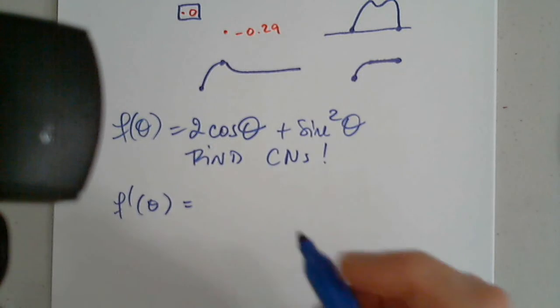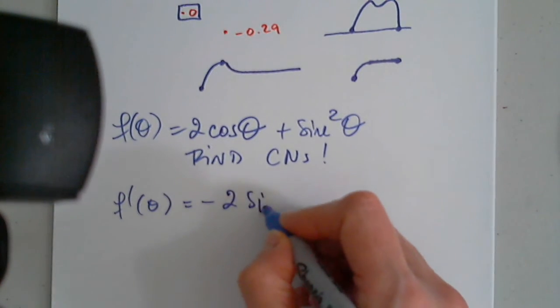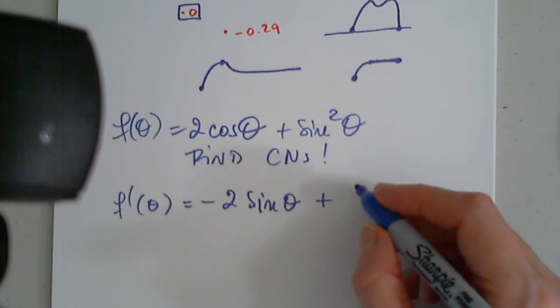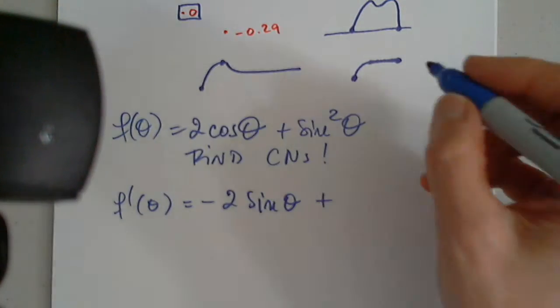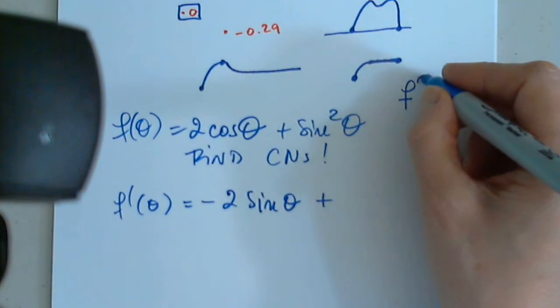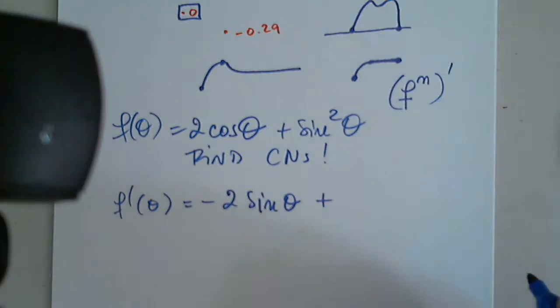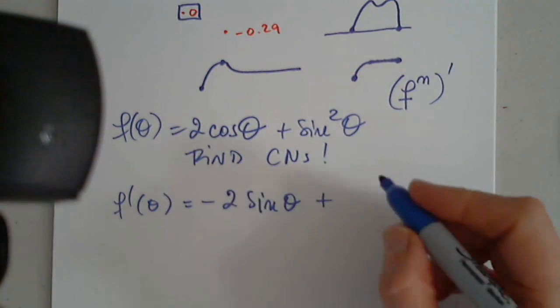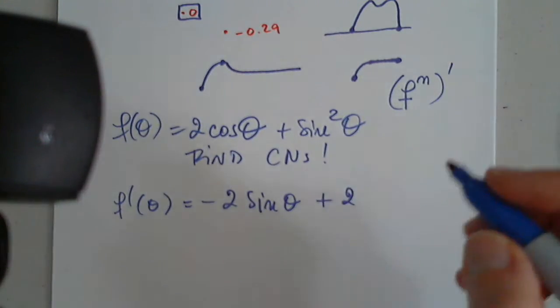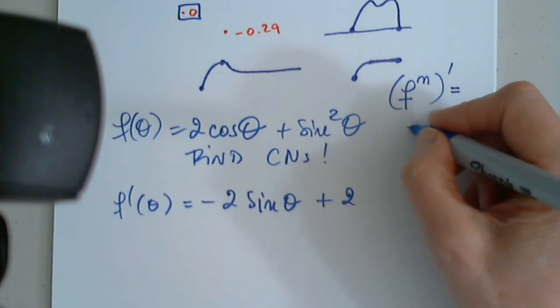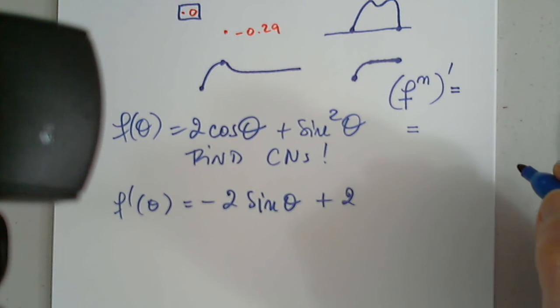Is it -2 sine theta plus cosine squared theta? Or plus sine squared theta times, no, I'm lost. How do we differentiate a function to a power? Oh, it's 2 cosine theta. Okay, let's go back. How do we differentiate f to the nth prime?